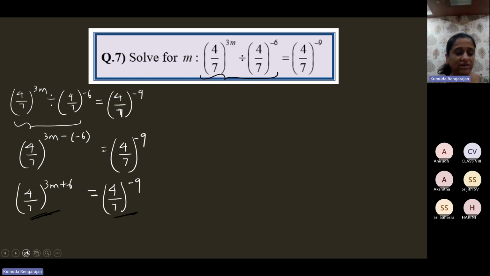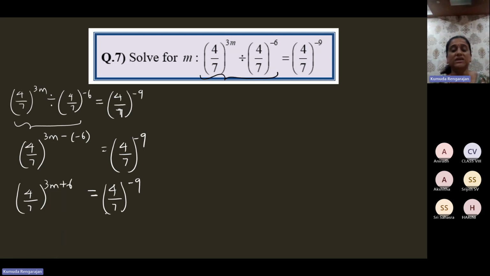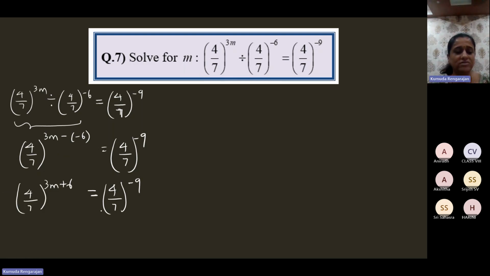So now when the left-hand side and right-hand side are completely simplified like this, then we can use this rule: if the bases are same on both the sides, equate the powers. On either side, we have the same base, 4 by 7, 4 by 7. It's like they get cancelled. You should not cancel, but you just look at it as if 4 by 7 gets cancelled on both the sides. So what are you left with?